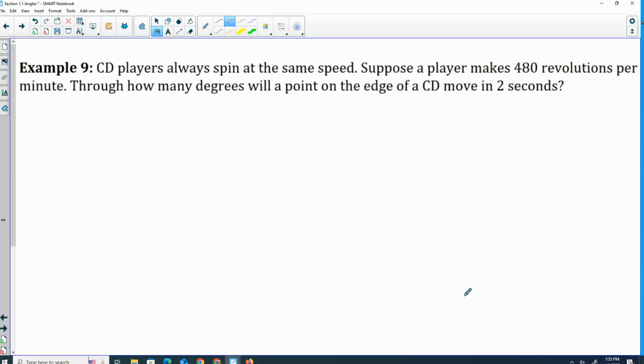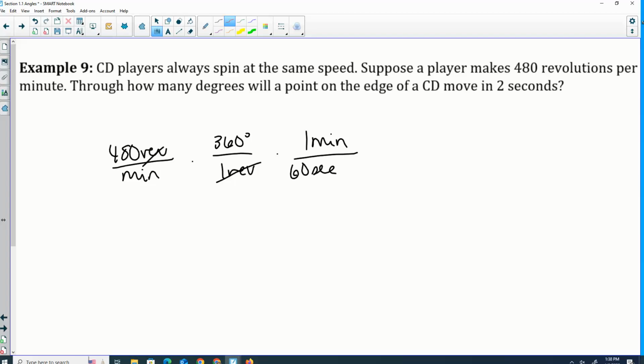Why don't you guys try this? Practice. 480 revolutions per minute. We know 360 degrees is 1 revolution. We know 1 minute is 60 seconds. We're going to spin for 2 seconds. And what did you get?